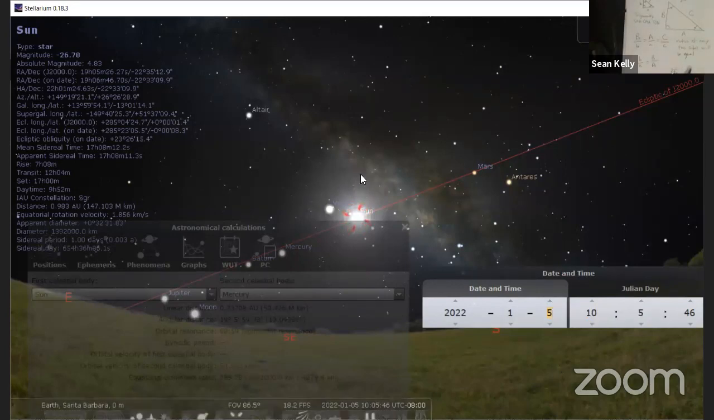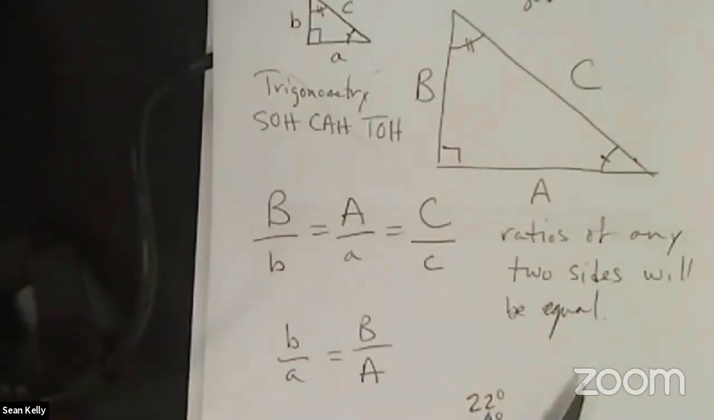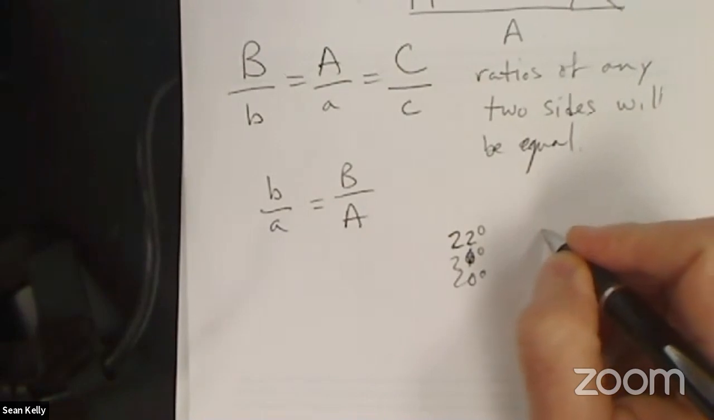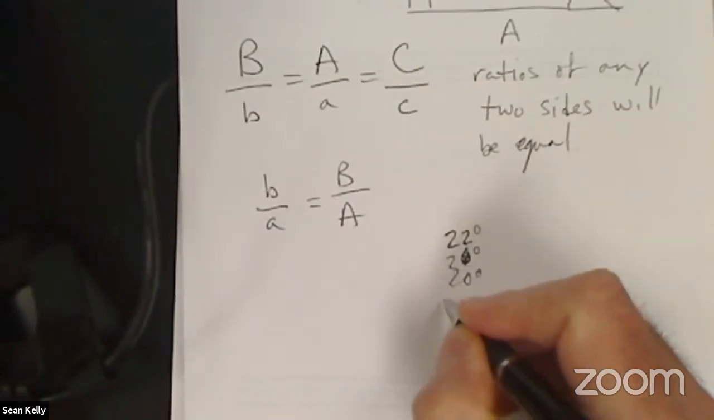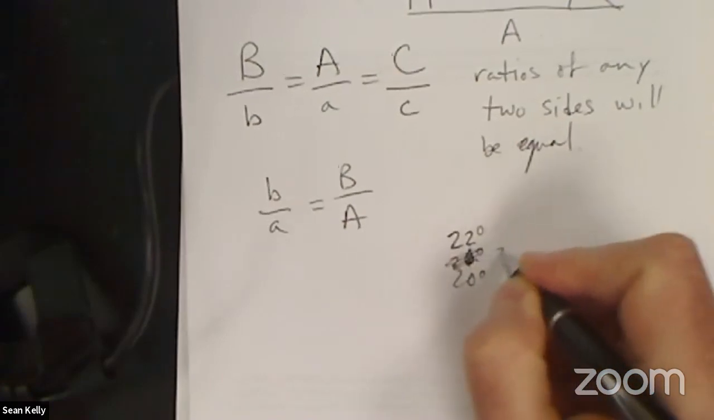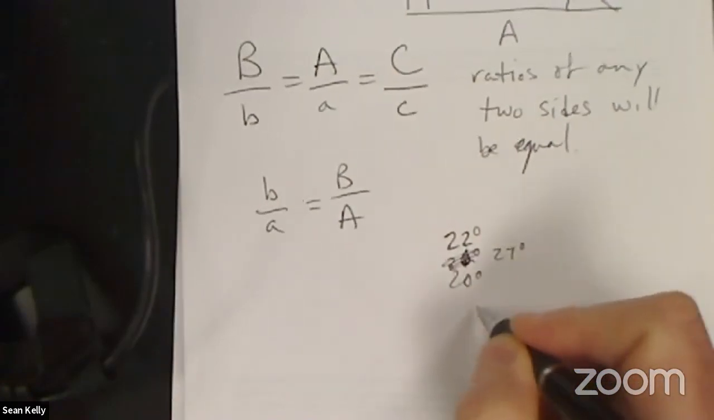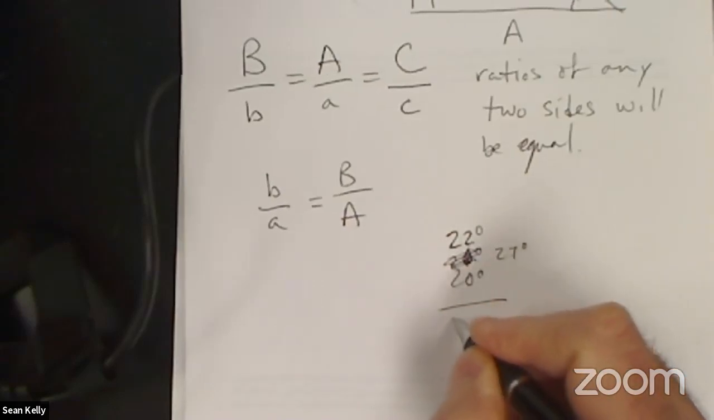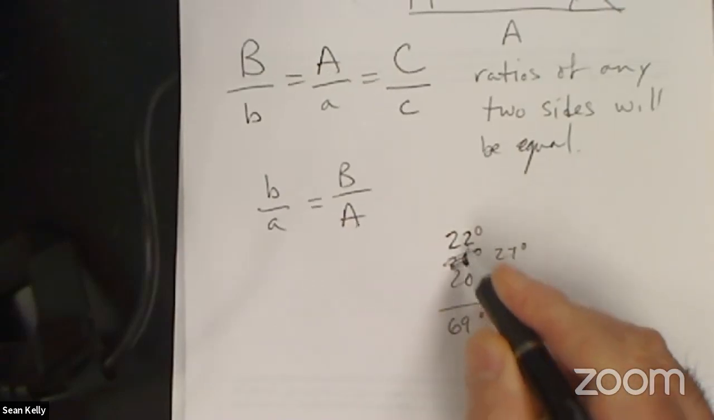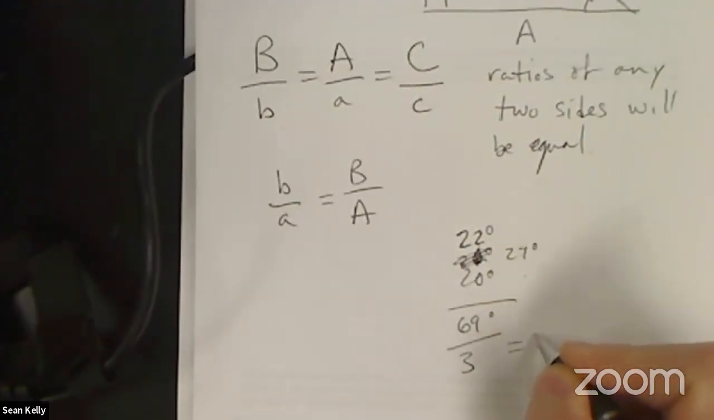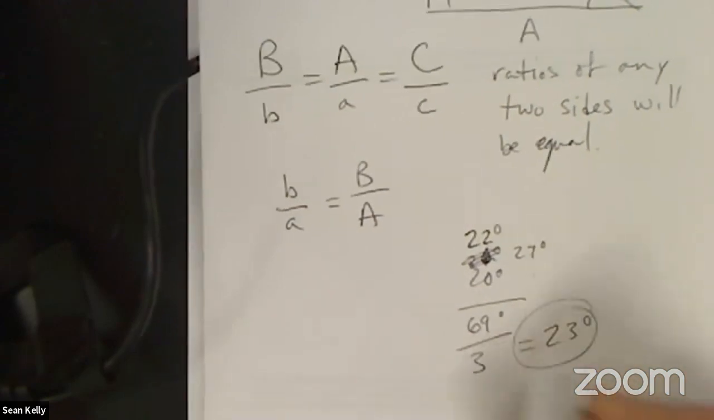All right, so I'm done. I got 3 numbers. I got 22, 26. Actually, can I keep the 27 after all? It works out nicer. 22, 27, 20. So I got 69 degrees for 3 numbers. Divided by 3, what's the average? 23 degrees. Okay, I'm going to take 23 degrees.